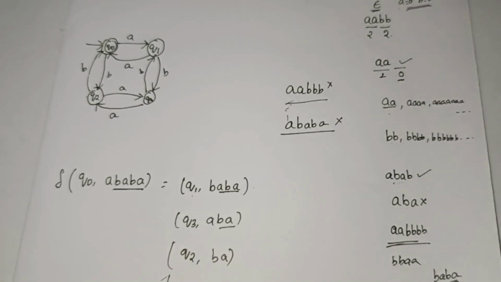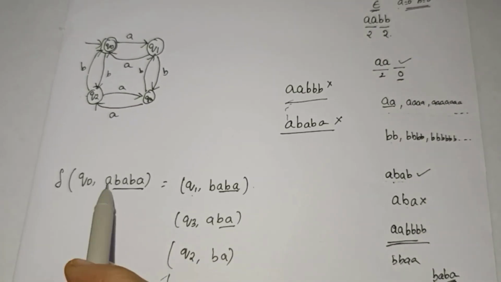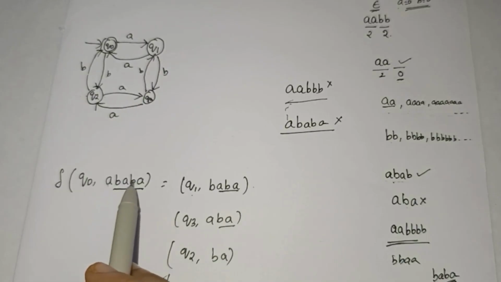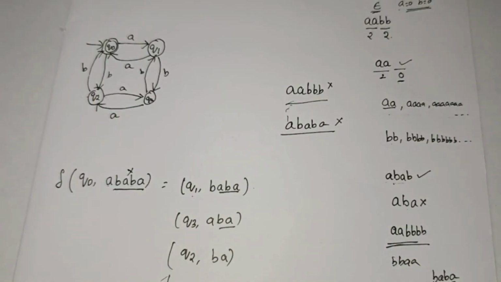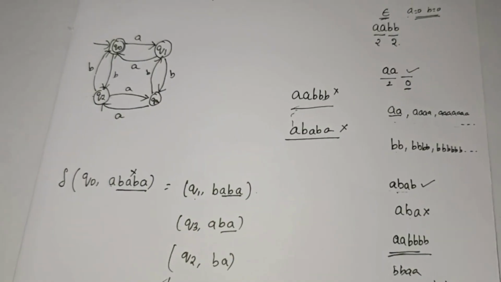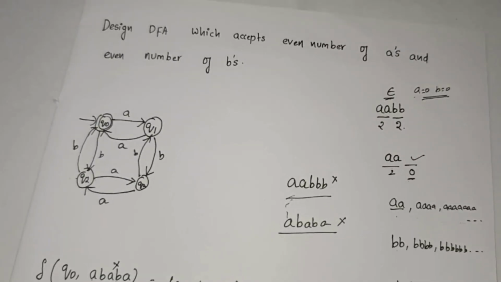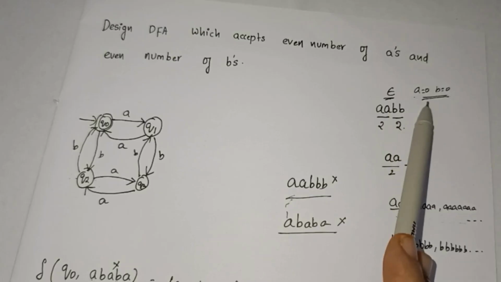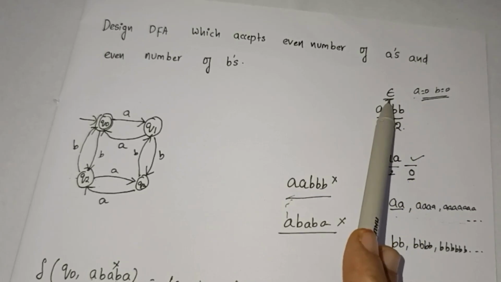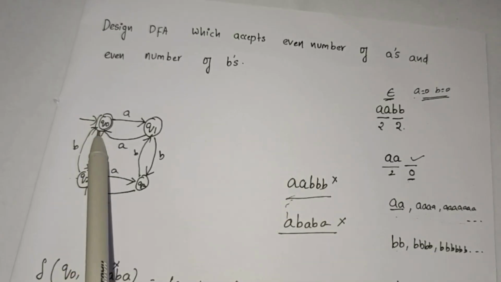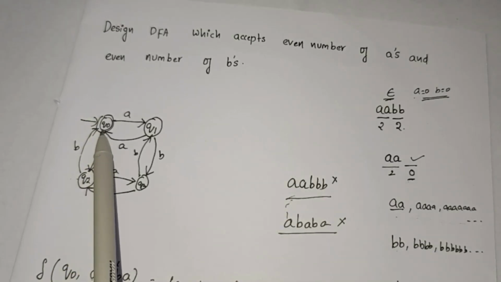So, in this way, we have to take, because we are having odd number of A's, even number of B's. Hence, this string is rejected. So, like this, we will try to design a finite automata which accepts only even number of A's and even number of B's. So, even number of A's and B's means when both A and B are 0, we will get epsilon. Means initial state. If this is so, initial state becomes the final state.